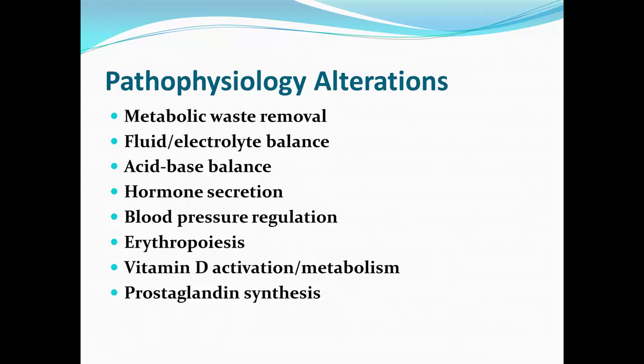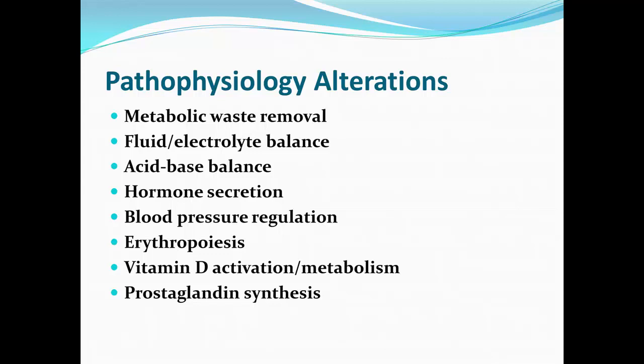Hormone secretion, we talked about that in terms of renin-angiotensin-aldosterone and the other fluid balance hormones, but we know that the kidneys also make erythropoietin. Most of our erythropoietin, 90%, comes from the kidneys, about 10% comes from our liver. And then we also know that we need dehydroxycalciferol, which helps us with the activation of vitamin D, and we need that for healthy bone metabolism.